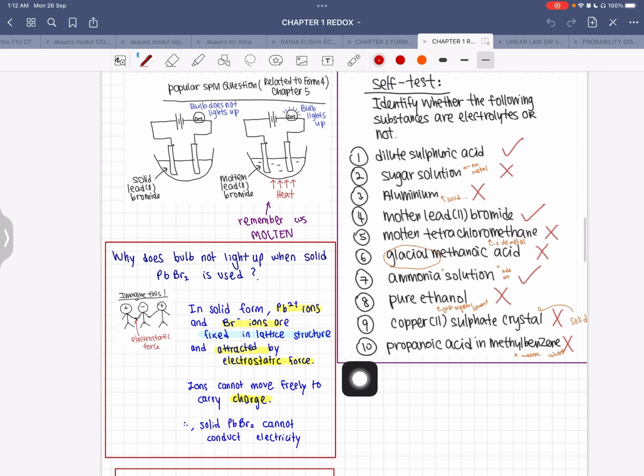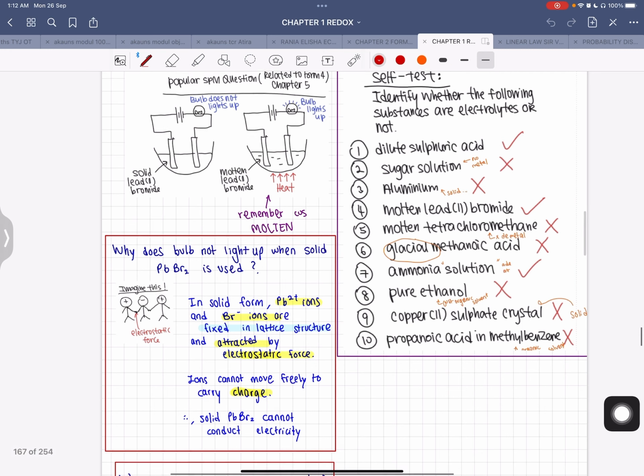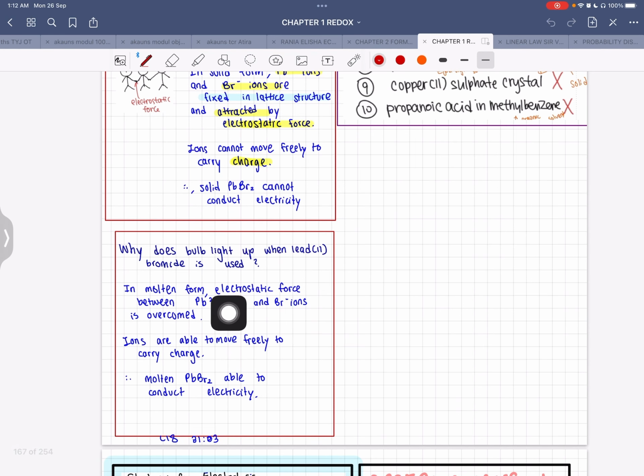This is why solid lead bromide does not conduct electricity, whereas when it lights up, it is because the electrostatic force between the two ions is overcome. So therefore, the ions are able to move freely to carry the charge. That's why molten lead bromide is able to conduct electricity.